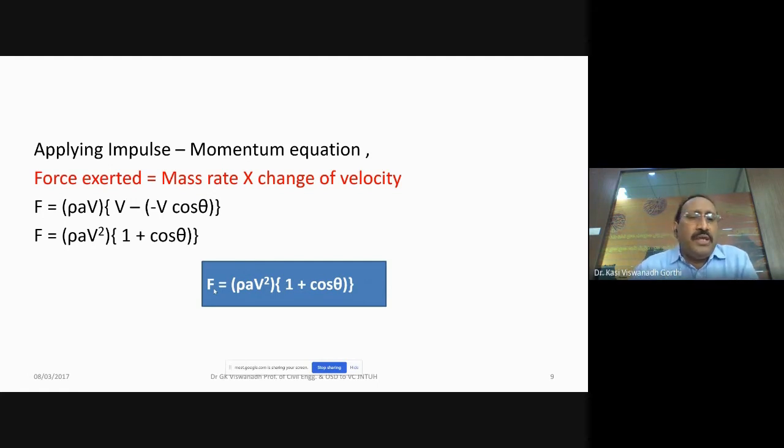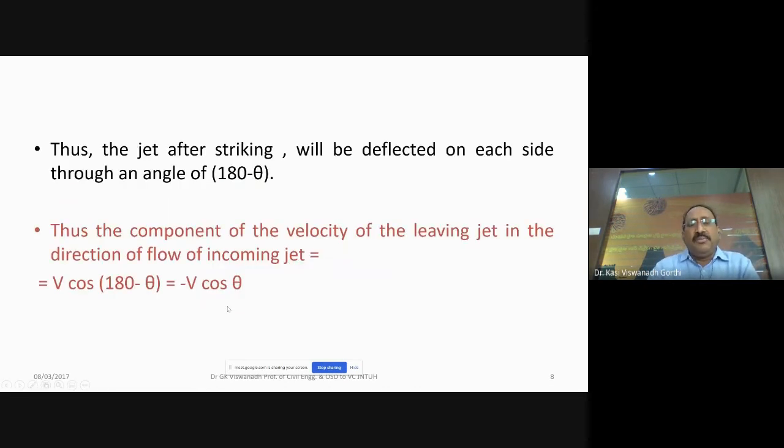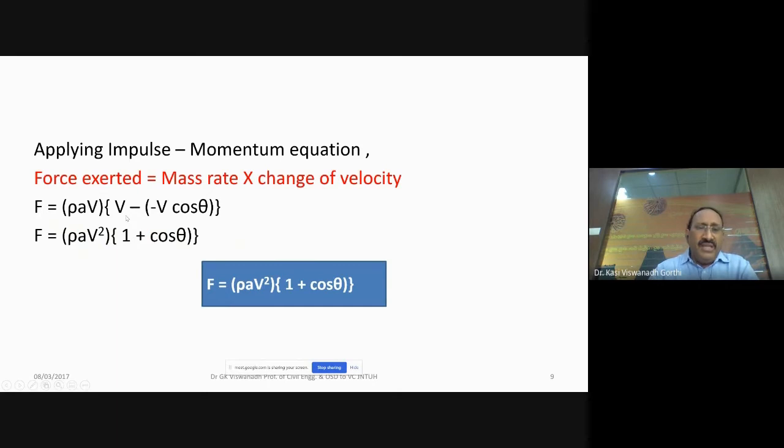So mass rate is rho a v into change of velocity, initial velocity minus final velocity. Before striking, it has a velocity v, and after striking, it has a velocity of v cos (180 minus theta), or minus v cos theta. So v minus (minus v cos theta). What is this negative sign? The negative sign in this case indicates that the component of the velocity of the leaving jet is opposing the flow direction, opposing the original jet direction. So v plus v cos theta, or it is rho a v square into (1 plus cos theta).